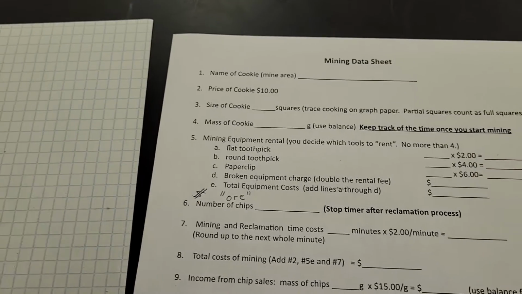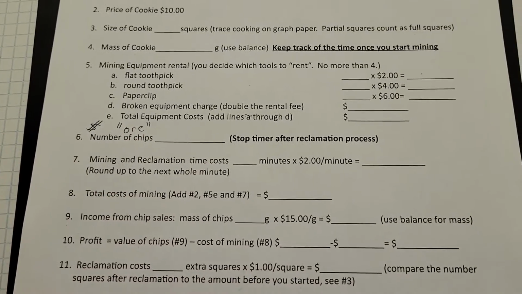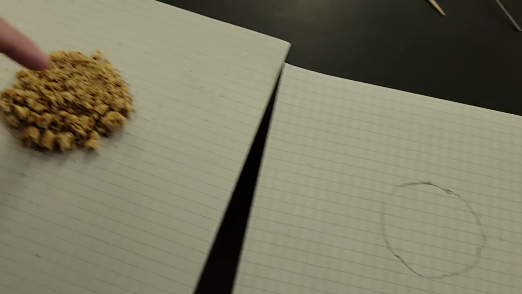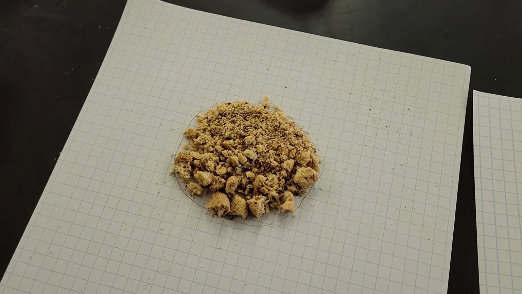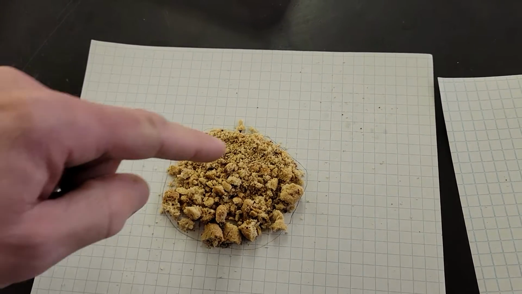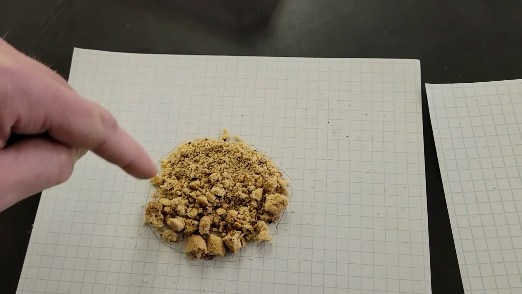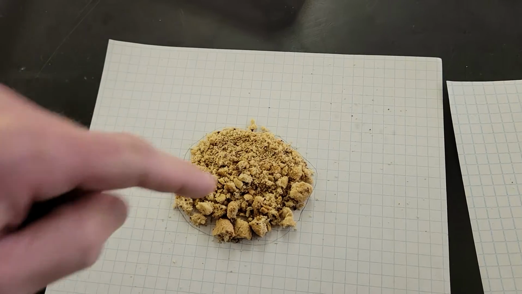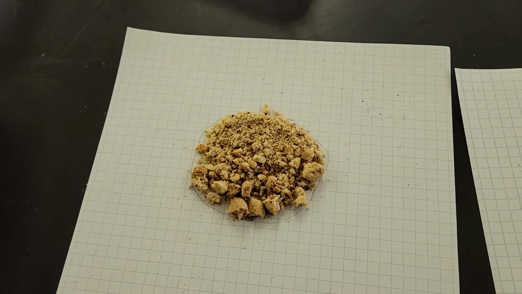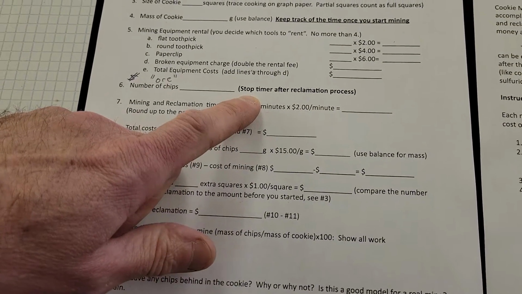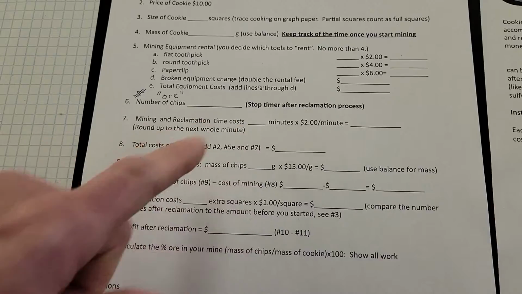After you get the chips separated, you want to do what's called the reclamation process, and that is where you try and get that cookie back into its original shape. I had a circle on there already, and I traced another circle around the cookie crumbs, because at the end we're going to compare how much more space it's taking up now. So that is the reclamation process. Once you are done with that reclamation, that is when you stop the timer, because we're going to need that time.